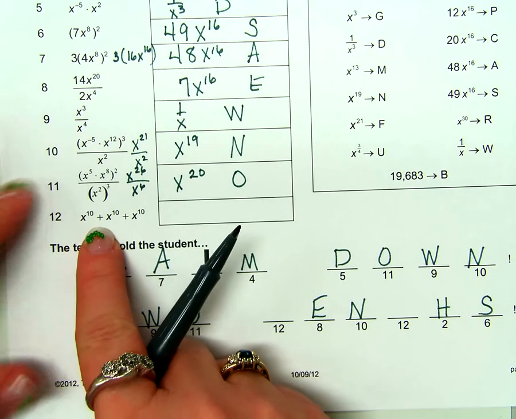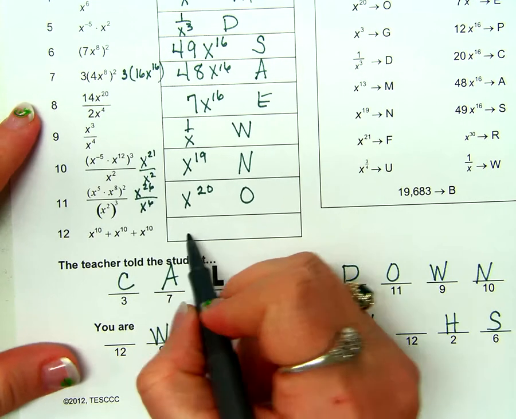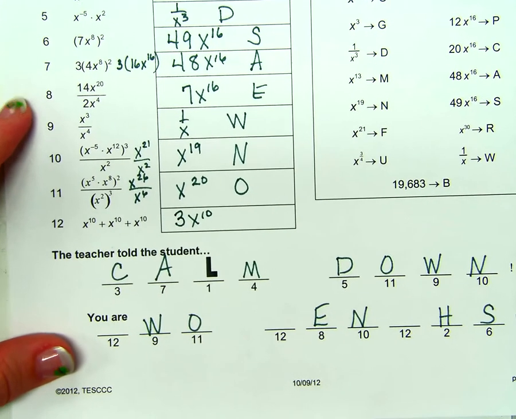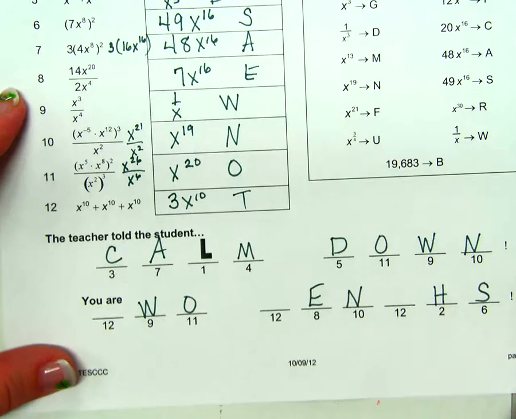X to the 10th plus x to the 10th plus x to the 10th is x to the 30th, right? Because it's like bases, so we add exponents. No. What am I doing? I'm adding. What should I end up with? 3x to the 10th, because there are 3 of them. 3x to the 10th is T.